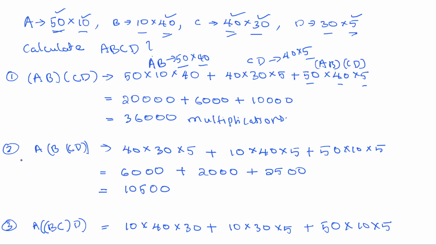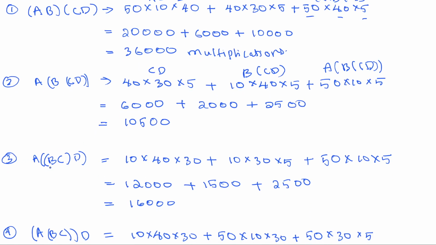Similarly, if you take the multiplication in this way, first you are multiplying CD, then you are finding B into CD, then you are finding A into B into CD. The number of multiplications required for calculating CD will be 40 into 30 into 5. The number of multiplications required to calculate B into CD will be this one, and similarly the number of multiplications required to calculate A into B into CD will be this one. If you do the math, you will get 10,500 multiplications.